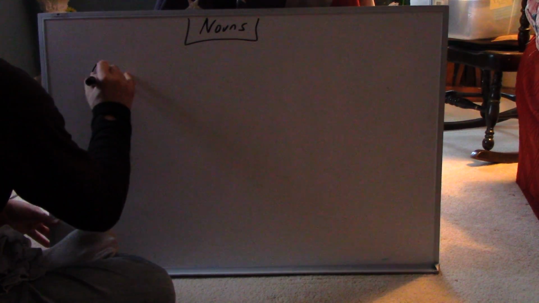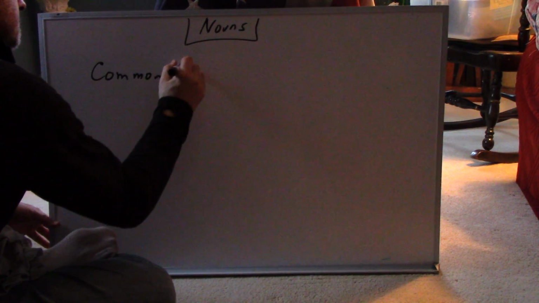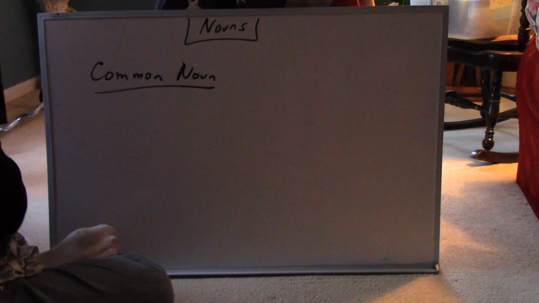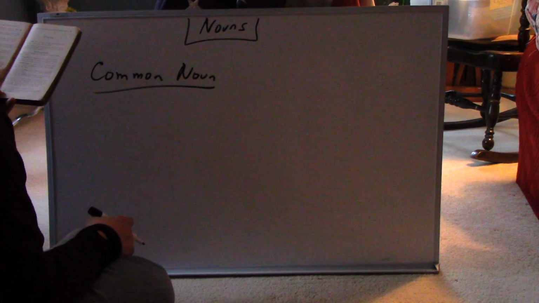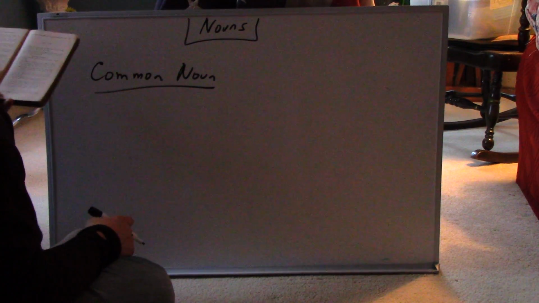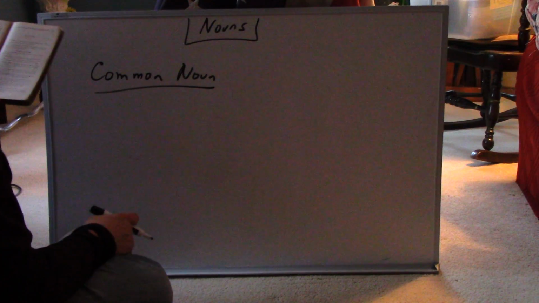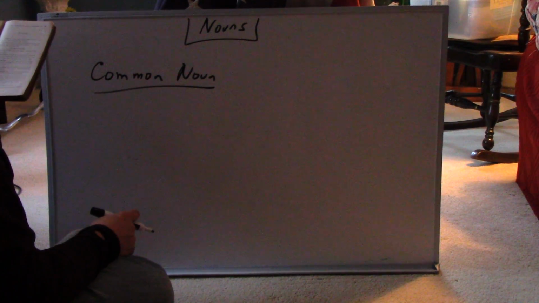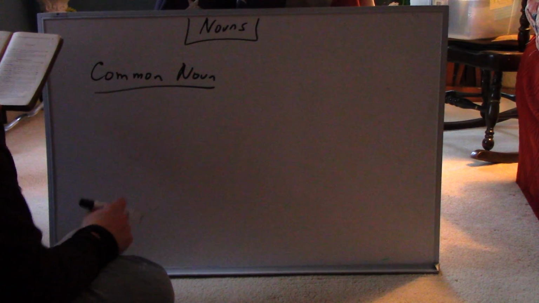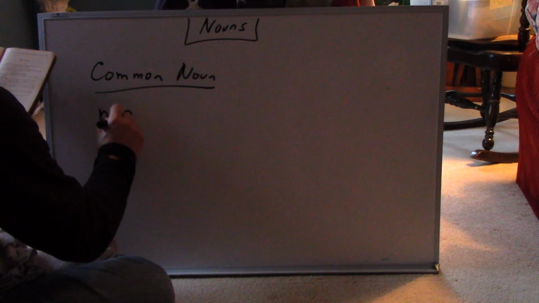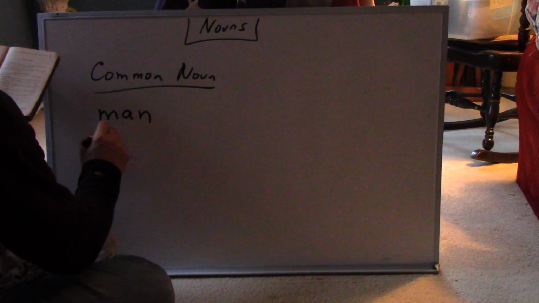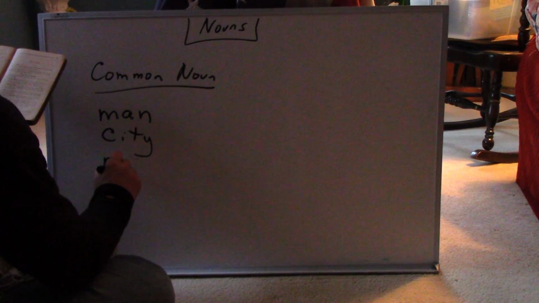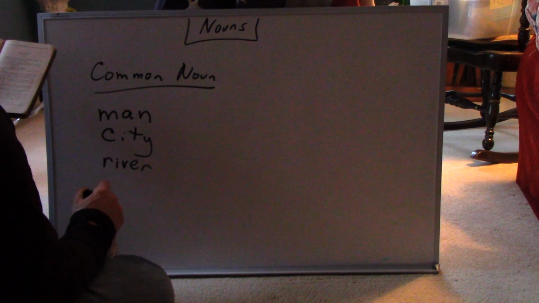Then we have a common noun. And a common noun is a word used as the name of any object or collection of objects of the same class, as man, city, river, mountains.